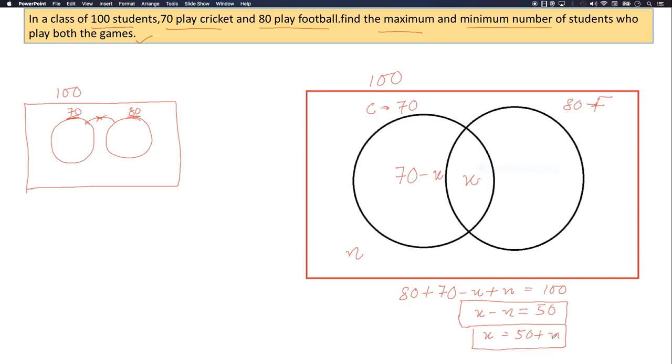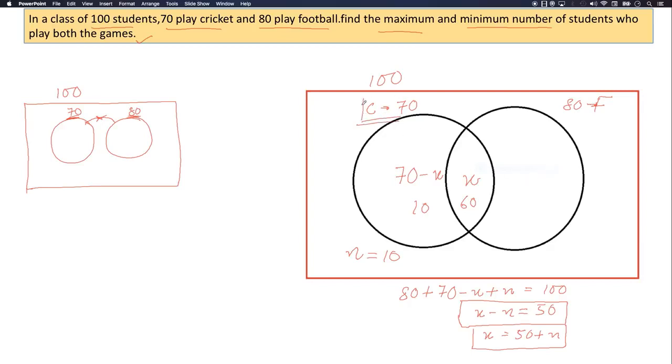What can be the maximum value of x? Let's suppose a value, not the maximum value, because we need to find it. Let's suppose the value of x is 60. If x is 60, this would equal 10, this is already 80, and then n would equal 10. How much can this cricket set go inside this football?